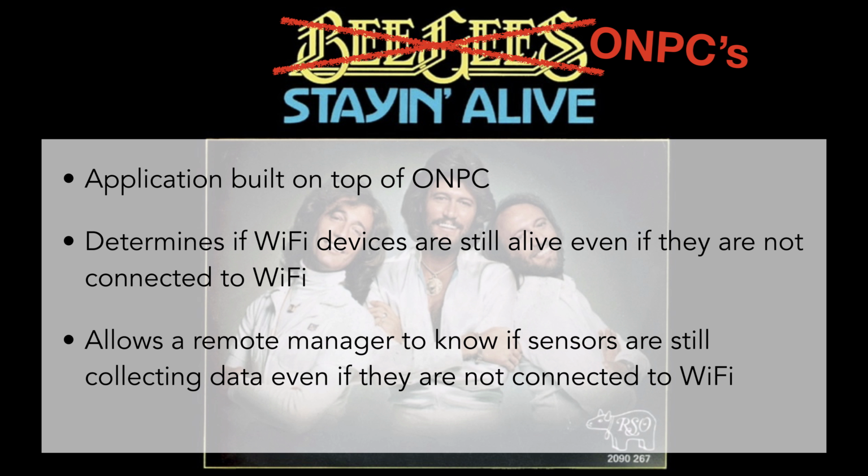So using ONPC, it would transmit out just a 1, just saying, hey, I'm alive. And what would happen on the receiving end, the Staying Alive receiver would use ONPC to receive those samples and say, okay, I see the sensor is sending out a 1. That means that the sensor's still alive, even if it's not connected to Wi-Fi anymore.